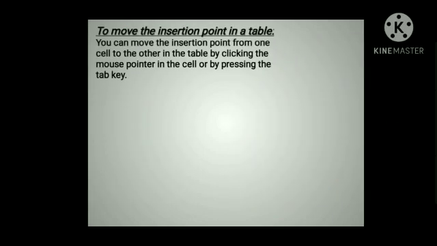To move the insertion point in the table, you can move the insertion point from one cell to another in the table by clicking the mouse pointer in the cell or by pressing the tab key.